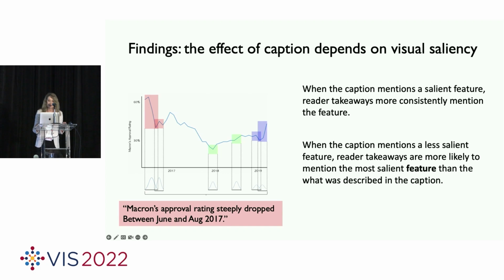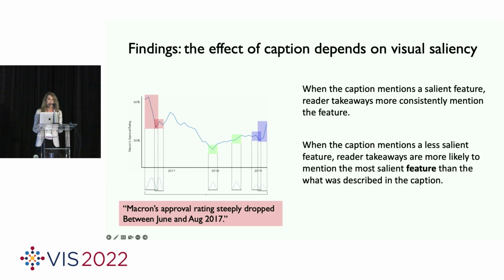So what were their findings? They found that when the captions referred to a salient feature, like when the caption matched the red, for example, the reader takeaways would more consistently mention that feature. And the same was true for the green and the blue. But when the caption mentioned a less salient feature, the reader takeaways were more likely to mention the salient feature rather than what was in the text.